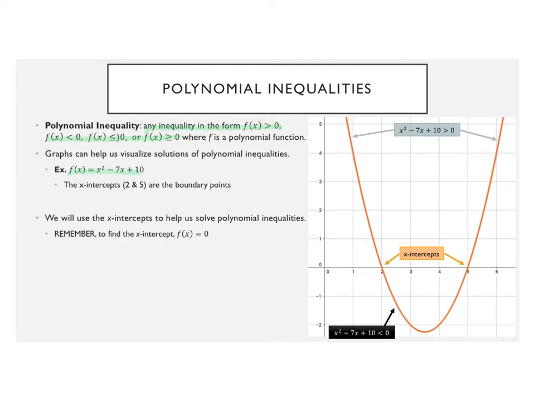When we factor and set the factored binomials equal to 0, we get the critical values, or the solutions, or the x-intercepts. So notice we have our x-intercepts at 2 and 5 when we factor and solve. And those are our boundary points, because that's when we're shifting away from, are we less than 0, greater than 0, less than or equal to, etc. So we will use these x-intercepts to help us find the solution set for our polynomial inequalities.